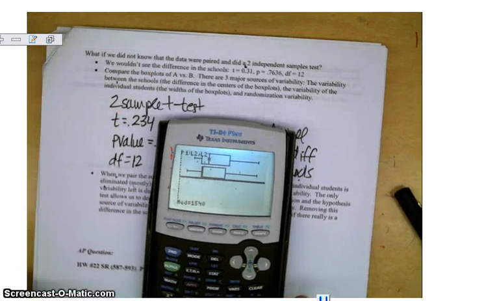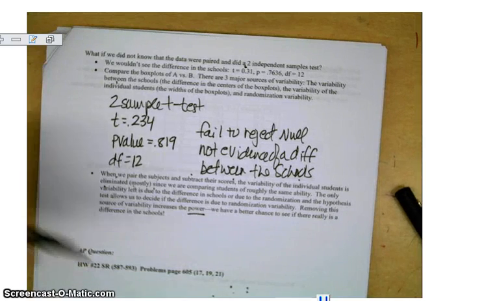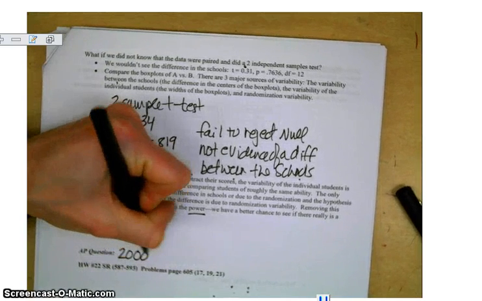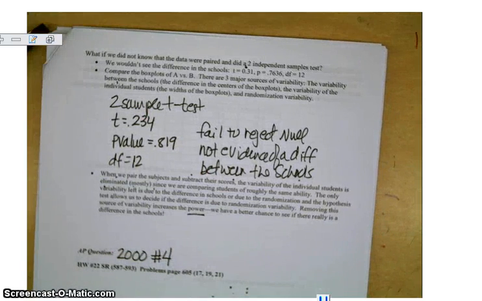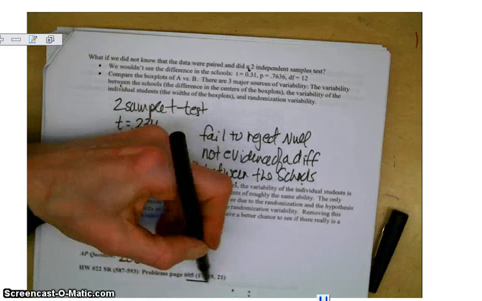So, all right, we are going to do an AP question. It's 2000, number 4, and we're going to do that in class here right now. And then you've got a homework assignment with 3 problems on it.